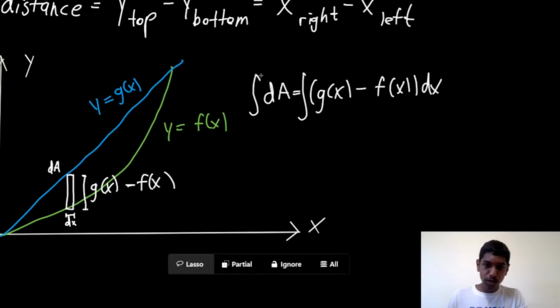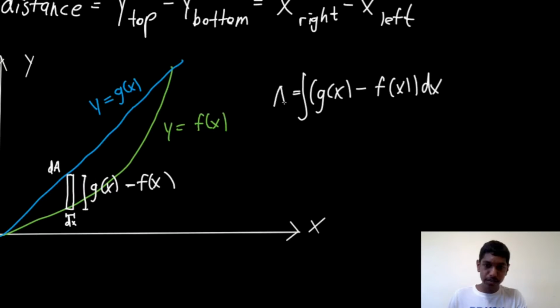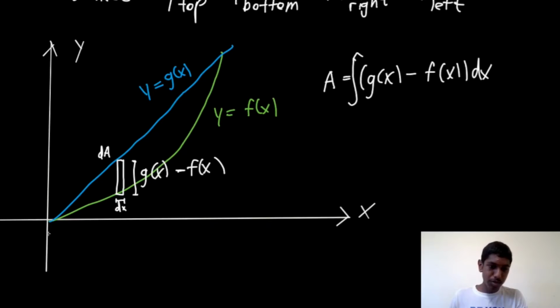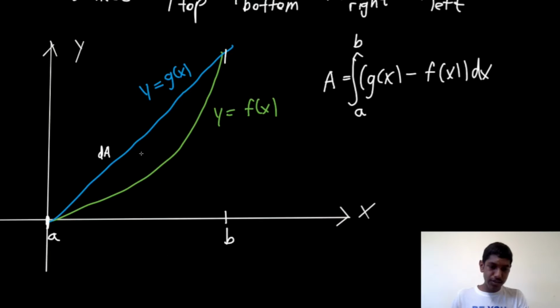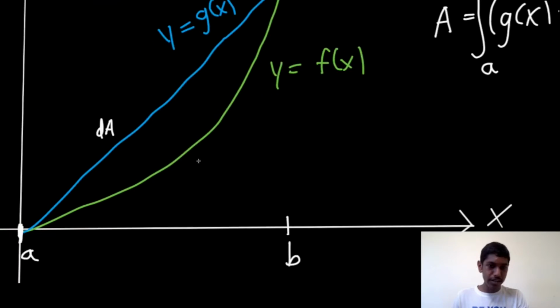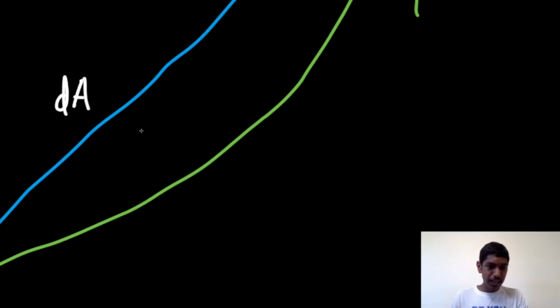So we will get that the total area of the shape is this integral right here. And we also need to put bounds on this integral. So let's suppose that this is point A and this is point B. Then the bounds would be from A to B, because we're going in the x direction, so these need to be x values to match with the variable of integration.